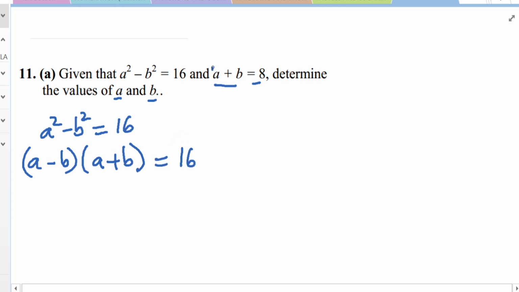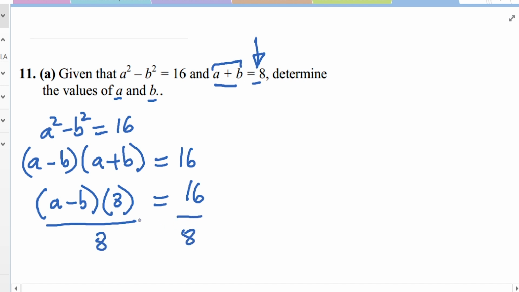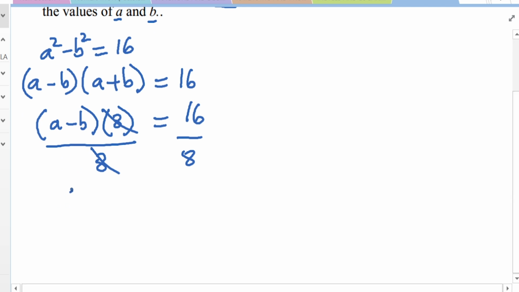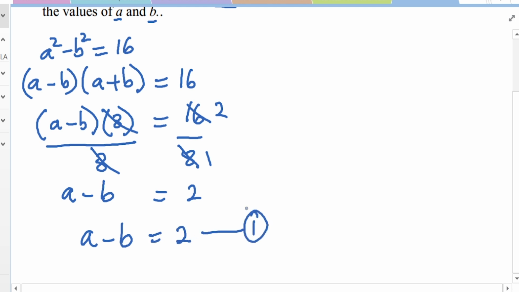Now remember, they've told us that a plus b is 8. So if a plus b is equal to 8, this is the same as saying a minus b times a plus b, which is 8, is equal to 16. So if I divide both sides by 8, this 8 cancels with that 8. What will remain here, we have a minus b giving us 8 once, 8 twice, which is 2. So we have an expression here that says that a minus b is equal to 2. This is like our equation 1, an expression.